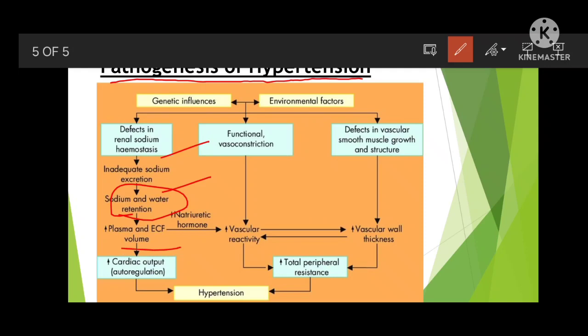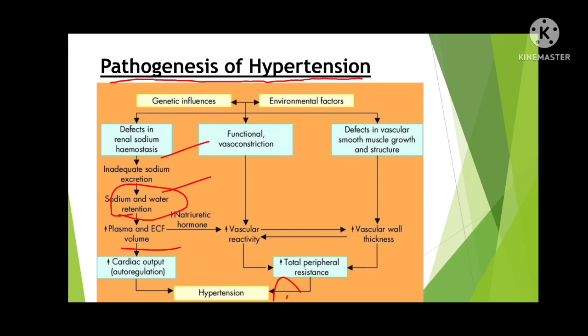Naturally, the blood strikes over the vessels and the tension increases, that leads to hypertension. When we come across the environmental factors, means defects in vascular smooth muscle growth and structure, vascular wall thickness increases, that leads to increased peripheral resistance, that leads to hypertension. The same you have to write in the description. First you write the flow chart, then you give the explanation of this flow chart. Yes, this is the beautiful pathophysiology writing pattern for your annual examination.